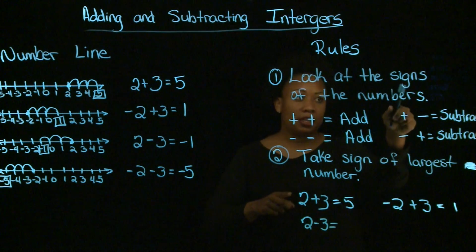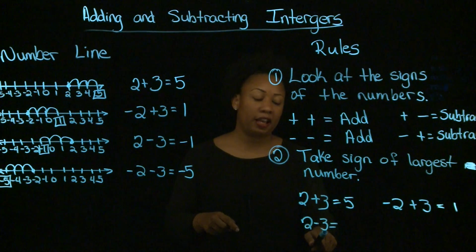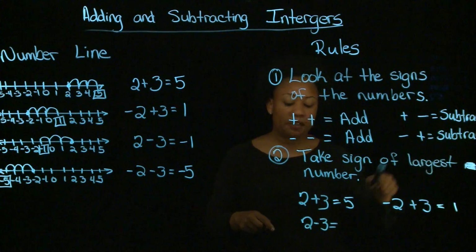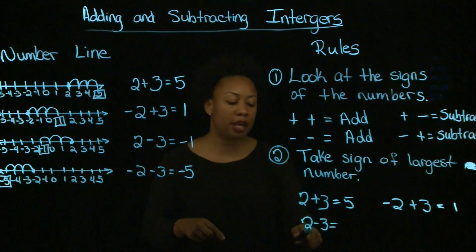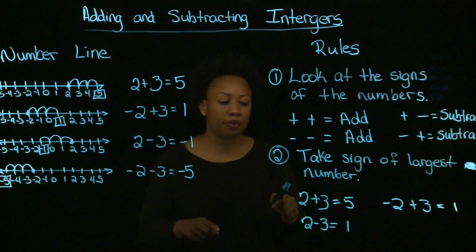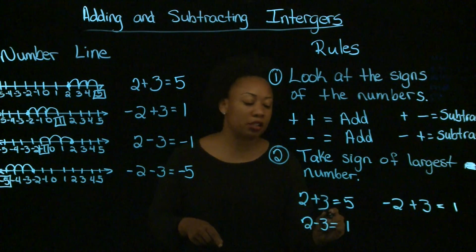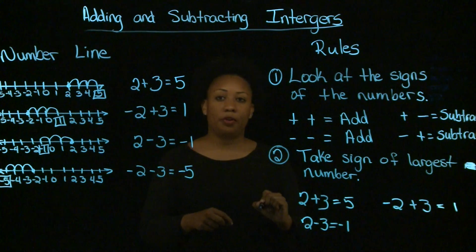Again, first step, look at the signs of the numbers. Our 2 is positive, our 3 is negative. So we have a positive and a negative, so we're going to subtract. So 3 minus 2 gives me 1, and then step 2 is to take the sign of the larger number. The largest number is 3. The sign in front of the 3 is a minus, so my answer is going to be negative 1.